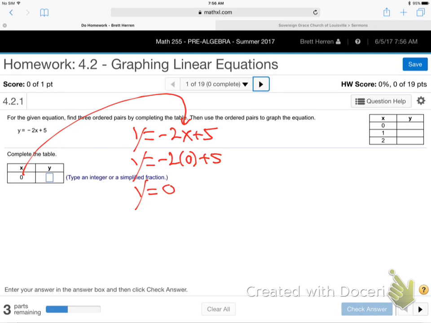So that'll be y equals negative 2 times 0 is 0. 0 plus 5 is 5. So that's 0, 5. So this is just like what we did before. Is it making sense? Nothing really new. Let's do the second part. Next one's going to be x is 1. What is the y value that goes with that?